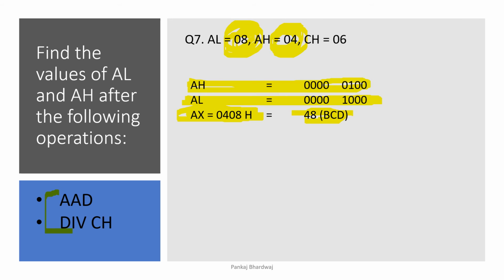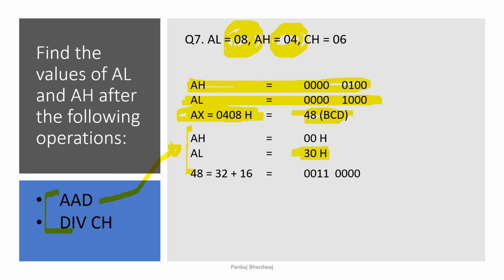Now this 48 BCD is represented as this 30. After this AAD command, what this does, it changes the data in AH and AL in this fashion. Why? Because this 48 is basically 32 plus 16. So this bit is 32, this bit is 16. So 32 plus 16 is 48, and every other bit is 0. So it will be simply 30. Now this 30 will have 8 as a quotient and 00 as a remainder.